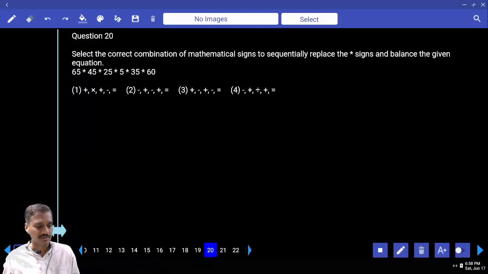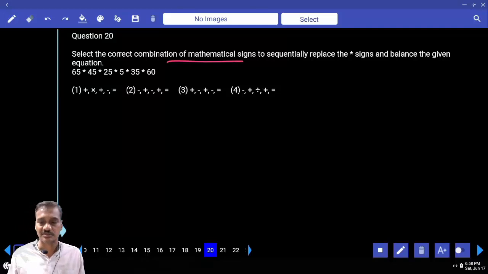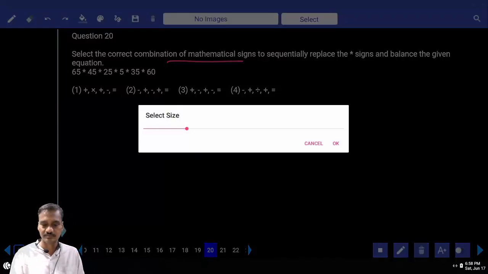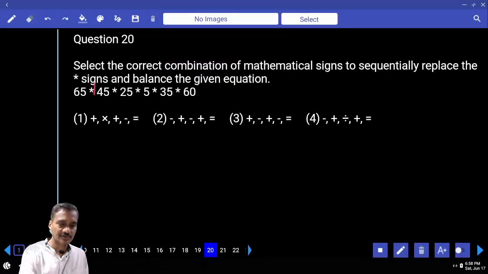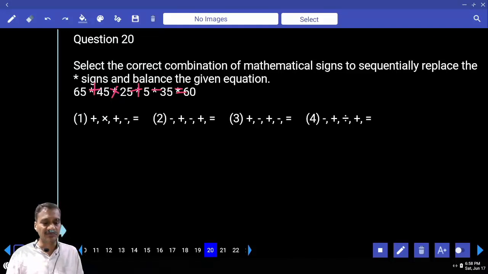Now in this, what are the symbols we need to select, the correct combination of mathematical signs to sequentially replace the star mark. Then 65, plus 45. Now in this, 65 plus 45 into, now this is again plus, minus, equal to. Now in this 60, 45 into 25. Now 45 into 25 is giving more value. Hence here, 60 is not possible.